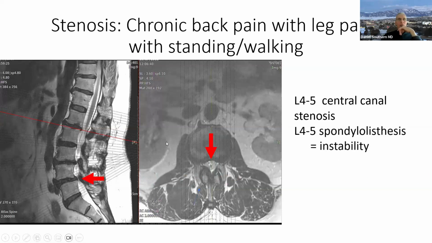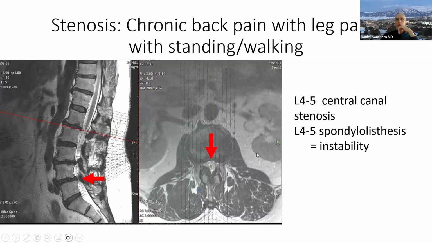And what we have here is an L4-5 spondylolisthesis. This bone doesn't line up with this bone. This is the L4 vertebral body, and it's slid slightly forward on L5. As you see that? And that's what's contributing to the stenosis at this level.